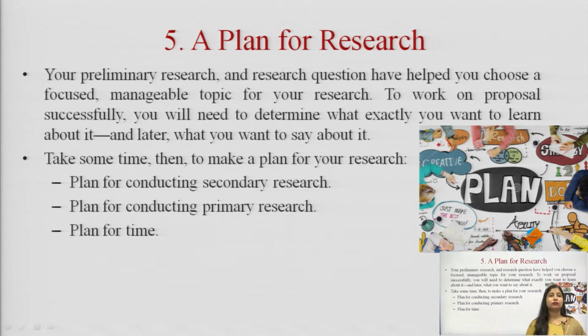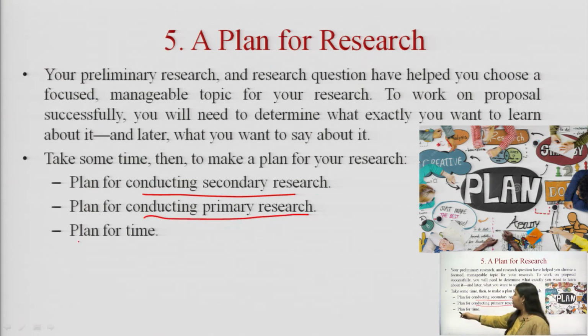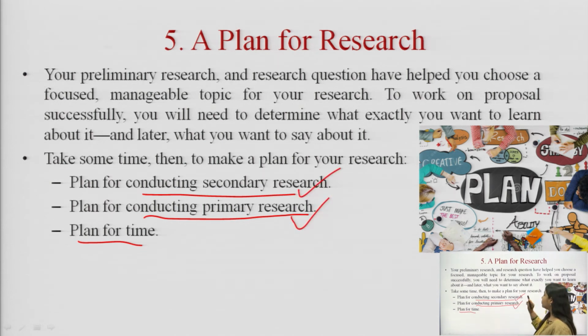By using this, you will get the information to work on the proposal successfully, and you will need to determine what exactly you want to learn. By passing through all four previous steps, in this step you have to make a plan for how you are going to conduct your secondary study, how you are going to plan your primary study, and a plan for the time. That means how much time you are going to spend on each part, how much time to analyze the data, and how much time to prepare a report.